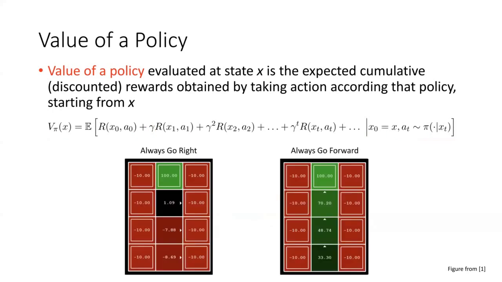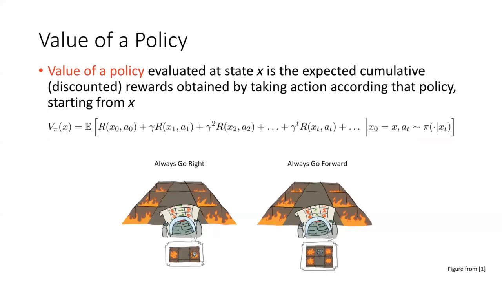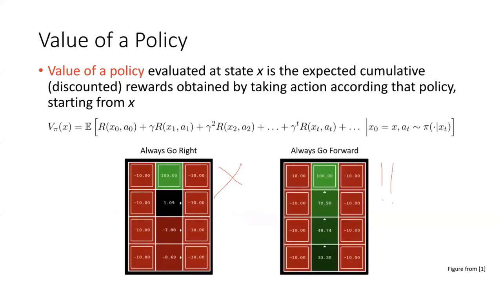So clearly, this is a toy example. Here you have a policy that always goes right and always goes forward. Clearly from the pictorial definition, you can guess that this is going to be a very bad policy and this is going to be a good policy. So this is essentially the value of the policy marked on that grid world problem. You can see that the values corresponding to this policy are much higher than the values corresponding to this policy.